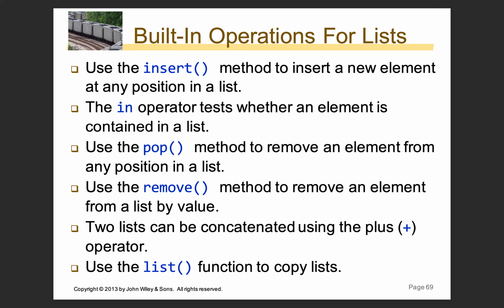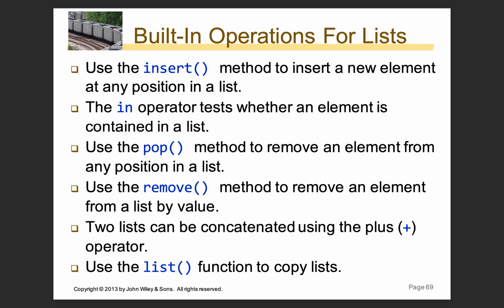There are lots and lots of built-in operations for lists. The insert method inserts a new element at any position in the list. The in operator tests whether or not an element is in the list. The pop method removes an element from any position in the list. The remove method removes a specific element from the list by looking for that element value rather than that element's index location. Two lists can be concatenated using the plus operator.